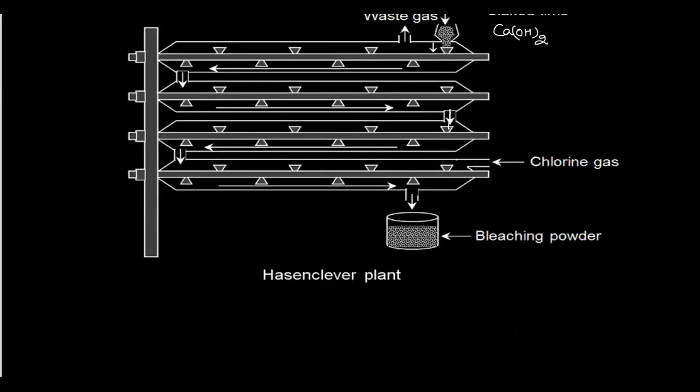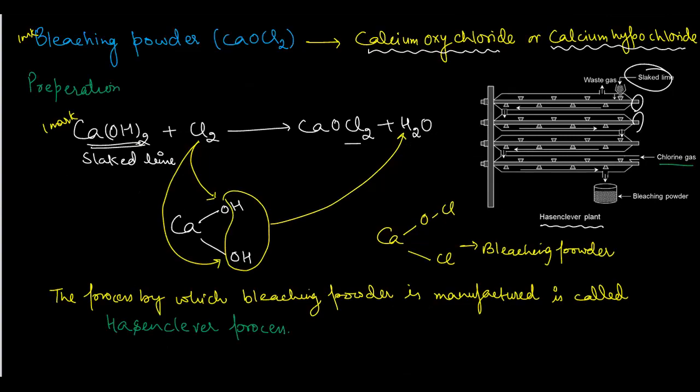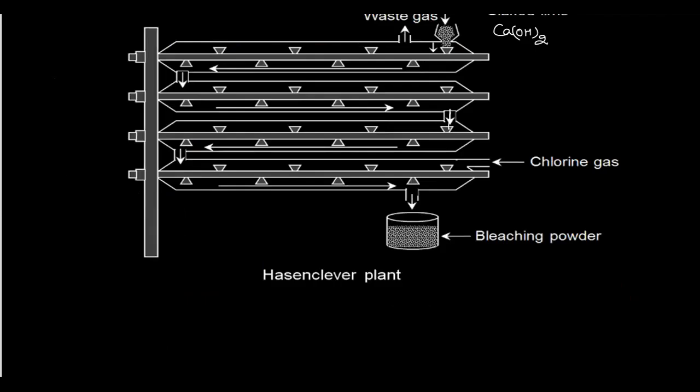Let's study the next salt. So actually we were studying the Hasen-Clever process. So actually this is the process that we are having. This one are the blade rotators, and we have created the image again here. Okay. So in this, chlorine gas is passing through this one and the bleaching powder is coming. So let's move further.